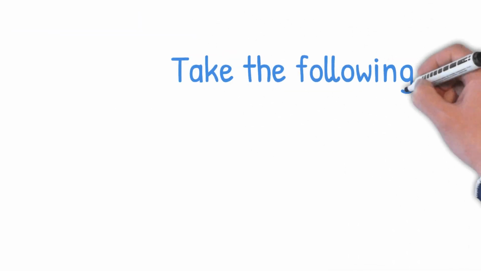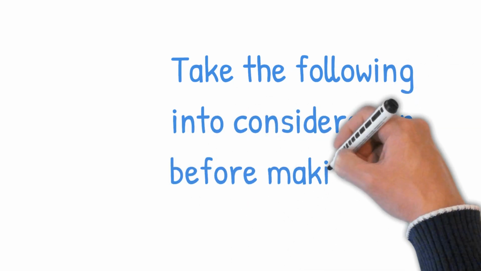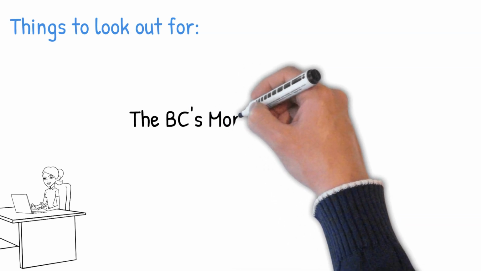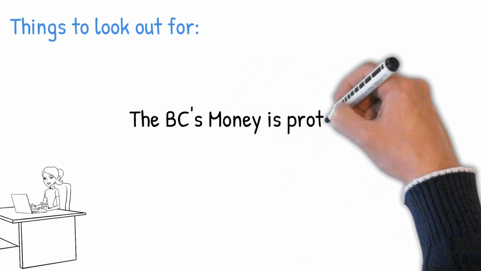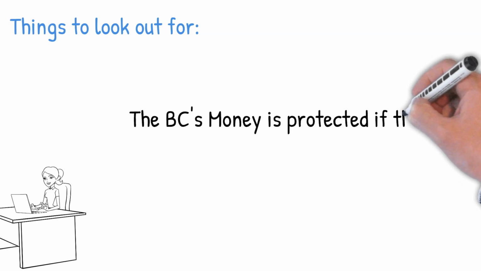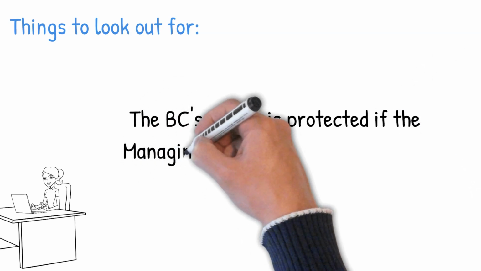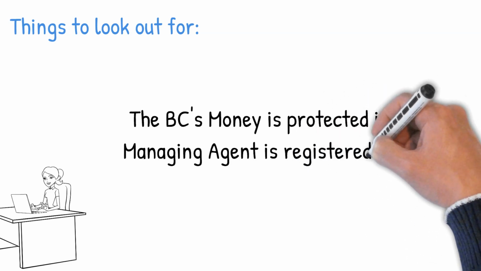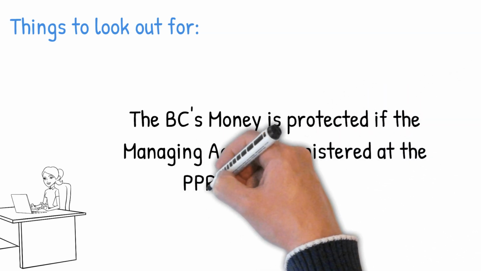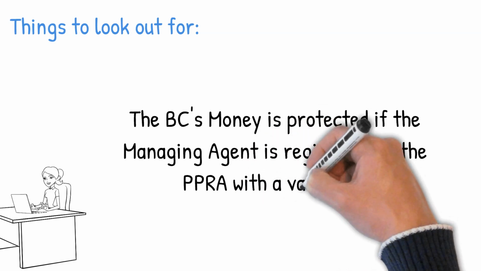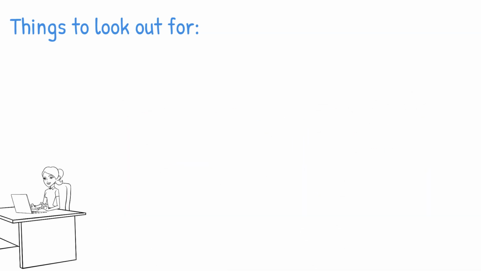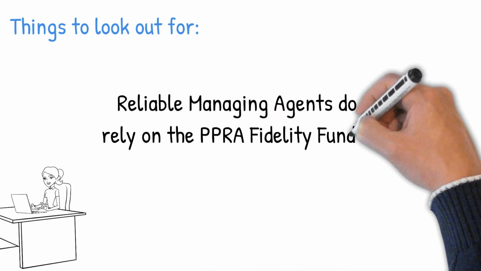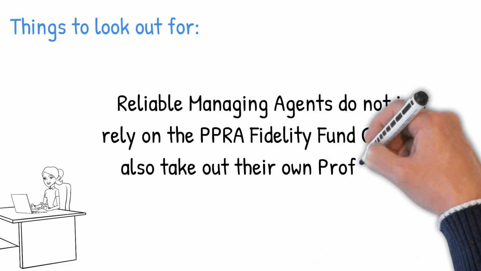It is important to take the following into consideration before making the final decision. The body corporate's money is protected when using managing agents that are registered with the PPRA and with a valid Fidelity Fund certificate. Unregistered managing agents and invalid Fidelity Fund certificates lead to unprotected money of the body corporate. And with a self-managed scheme, the money is unprotected, and anyone can misappropriate funds. Reliable managing agents do not just rely on the PPRA Fidelity Fund cover, but also take out their own professional indemnity cover.